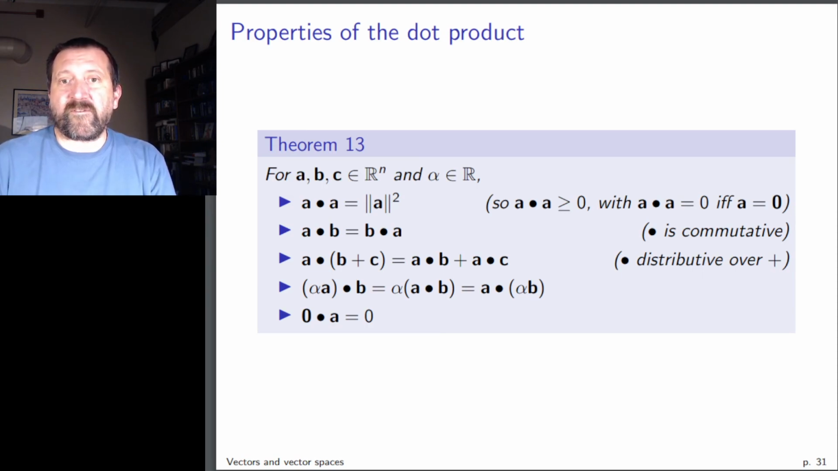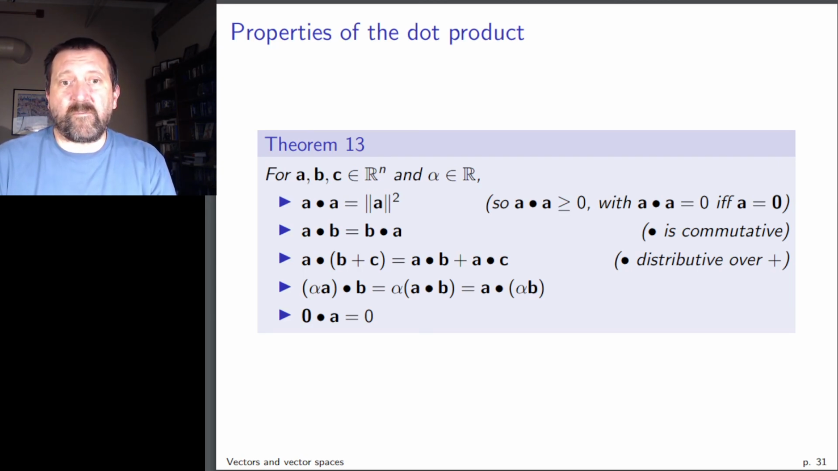The dot product is commutative. That means there's no difference computing it in the direction A and B or B and A. It's distributive over addition. It also doesn't really matter in what way you multiply by scalars. And the dot product of any vector with the zero vector is the scalar 0.